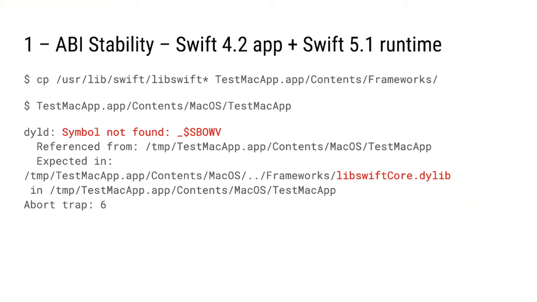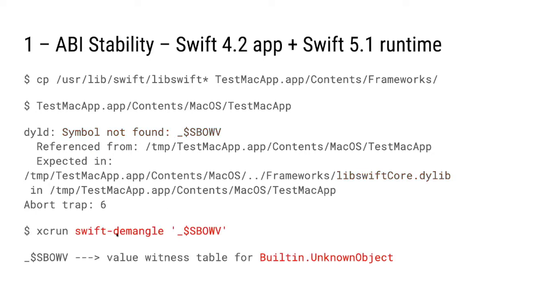The dynamic loader, which starts all the applications, just failed to find some symbol. The symbol was expected in the Swift core library, but the symbol is missing. Let's try to use Swift tooling to understand what the symbol is about. It means that basically there's some breaking change in how it behaves. Exactly, so there's an unexpected difference. And what's exactly that difference? When we demangle this symbol, we can see that it's some helper structure for the unknown object type.